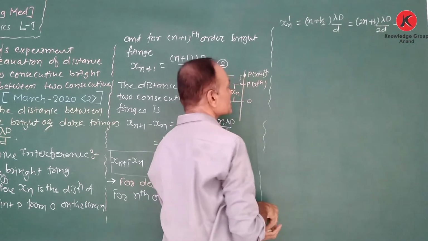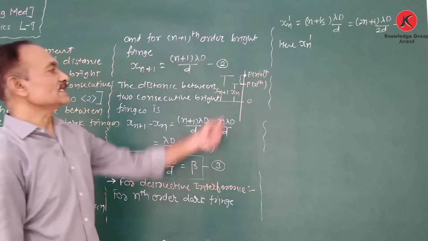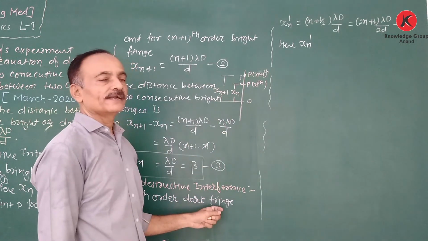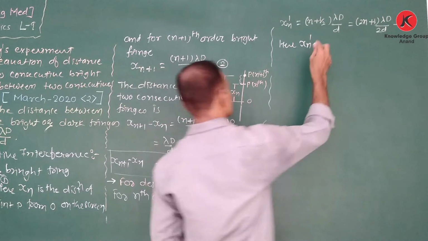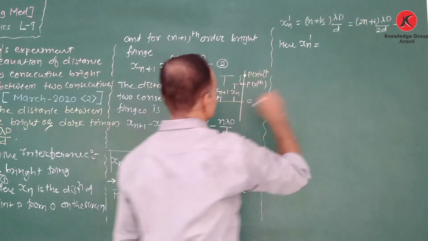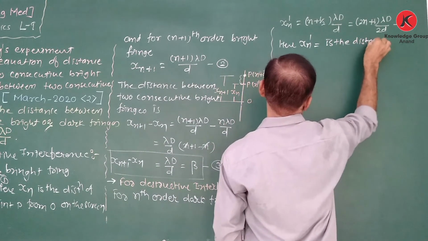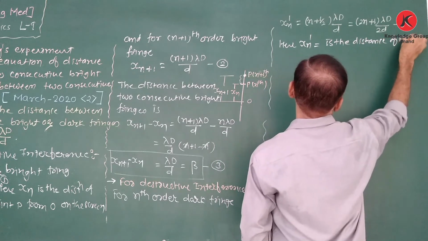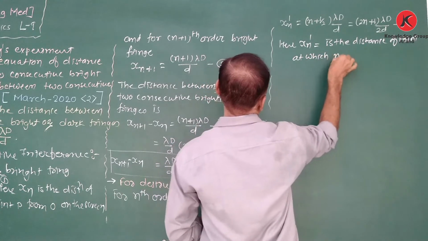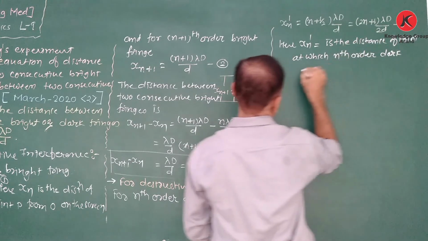Here xn dash is the distance from O of the point at which the nth order dark fringe is obtained.